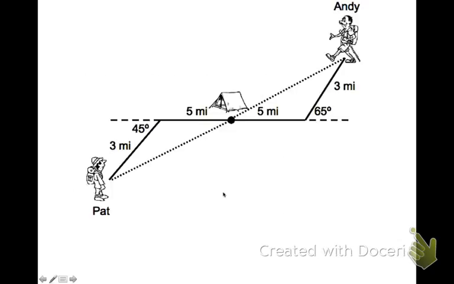So what we have, it says Pat and Andy go on a hike. Pat hikes 5 miles. Where is he going? West. Turns 45 degrees south, and then hikes another 3 miles. Andy hikes 5 miles east, turns 65 degrees north, and then hikes another 3 miles. Who is closest to camp?